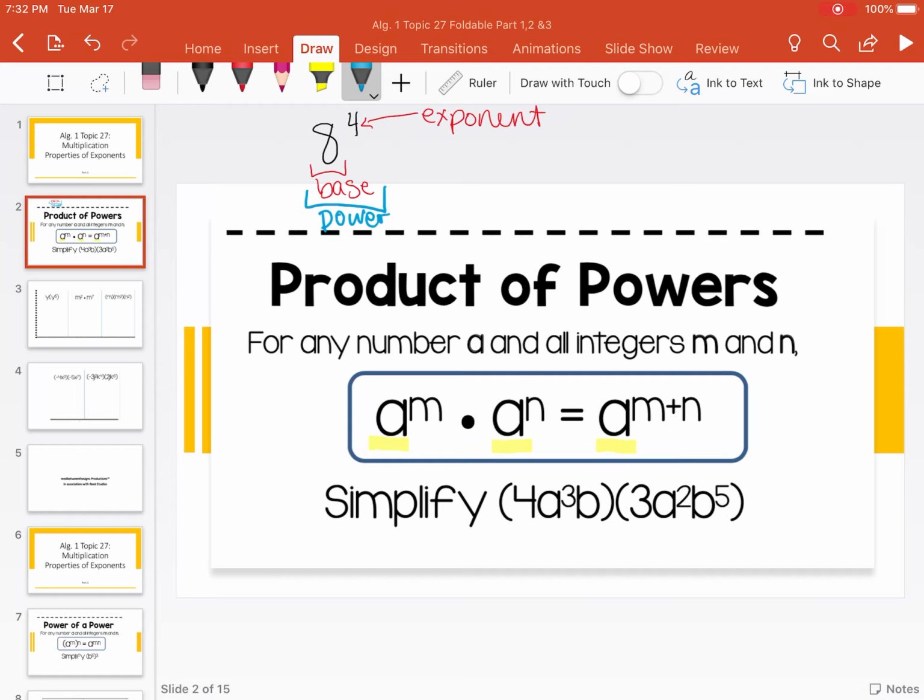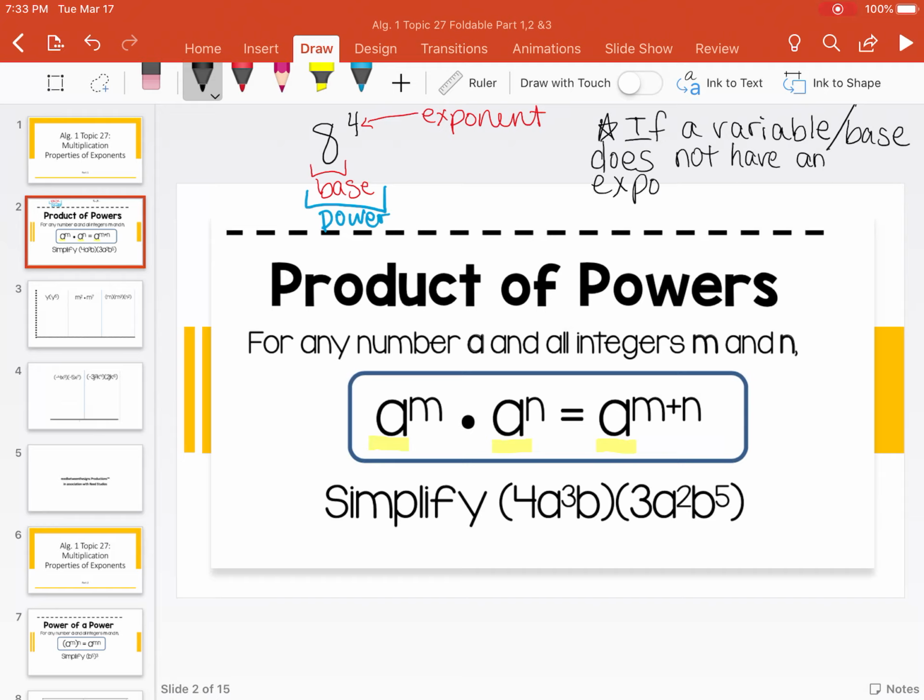And an important tip to note: if a variable, or I should say your base, does not have an exponent, we're going to write a 1. Literally the exponent will be the number 1. Because we know 1 is humble. Sometimes when it's a coefficient, we don't see a 1. Same thing with exponent. Okay, so going back to product of powers.